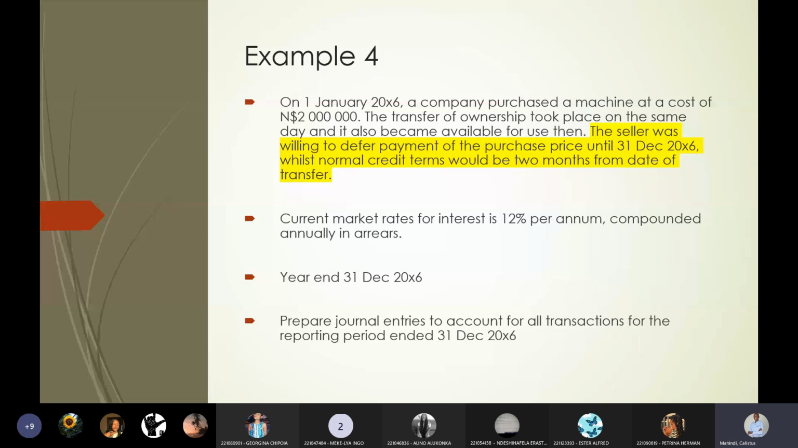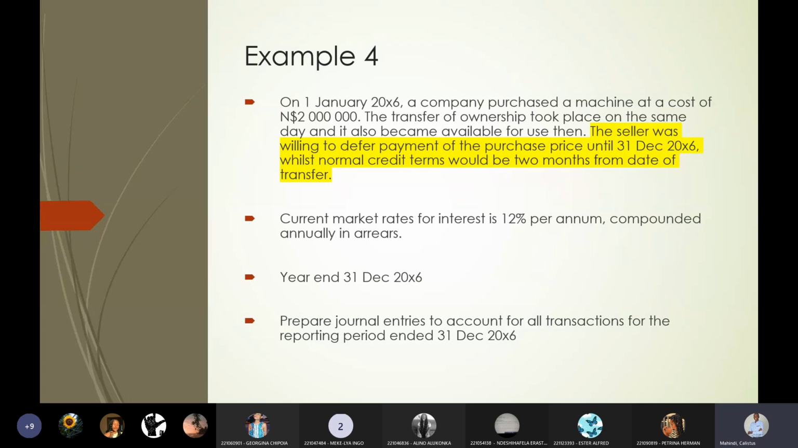Let's look at this example. On 1st of January 20X6, a company purchased a machine at a cost of 2 million. The transfer of ownership took place on the same day, and it also became available for use then. The seller was willing to defer the payment of the purchase price until 31 December 20X6, while the normal credit terms would be 2 months from the date of transfer.